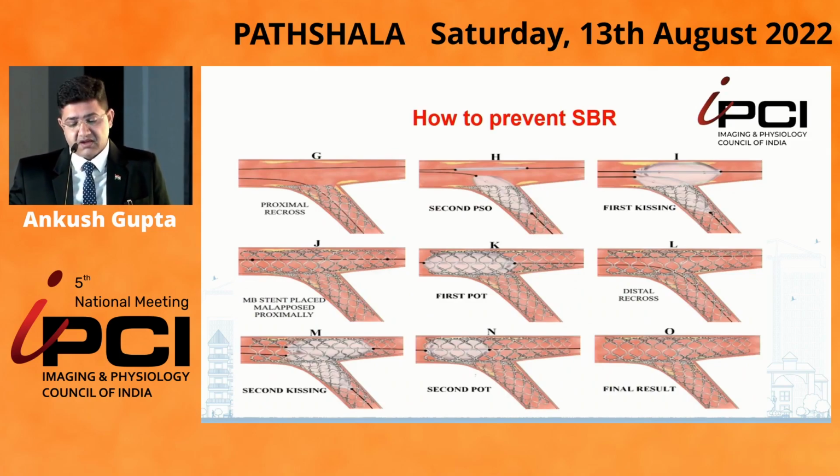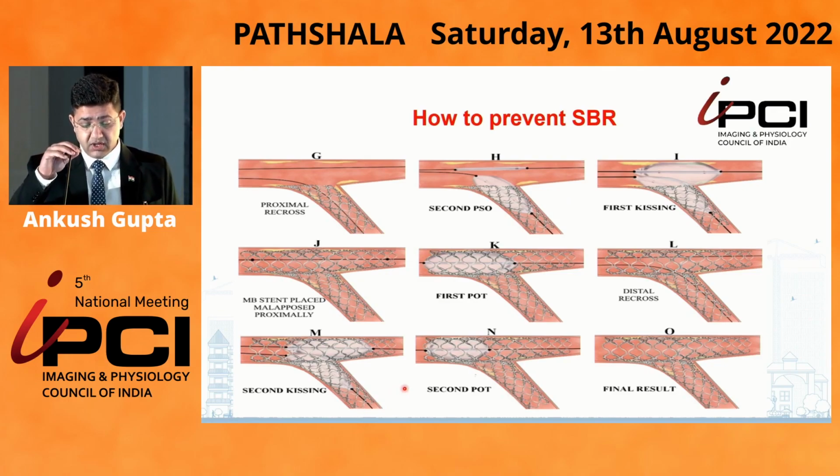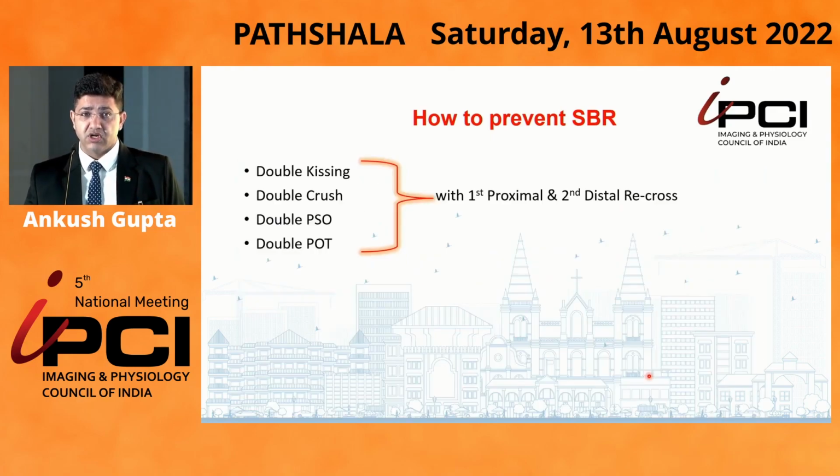followed by first POT by keeping the marker of the balloon at the carina. Now this second recross should be distal to have minimal neometallic carina, minimal stent struts across the side branch ostium, followed by second kiss, and this second kiss should always be followed by alternate high pressure balloon dilatation, followed by second POT and final result. So left main bifurcation angioplasty using DK crush, it's beyond MLD max.